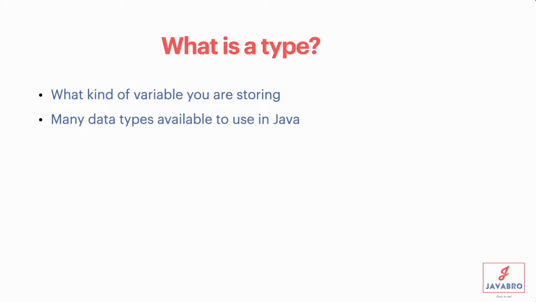And there are many data types available for us to use in Java, and some of them are quite special and they're called primitive types. Now we're going to cover primitive types in the next video, but we're going to explore one of them, one that I've mentioned earlier, which is the integer, simply a whole number.